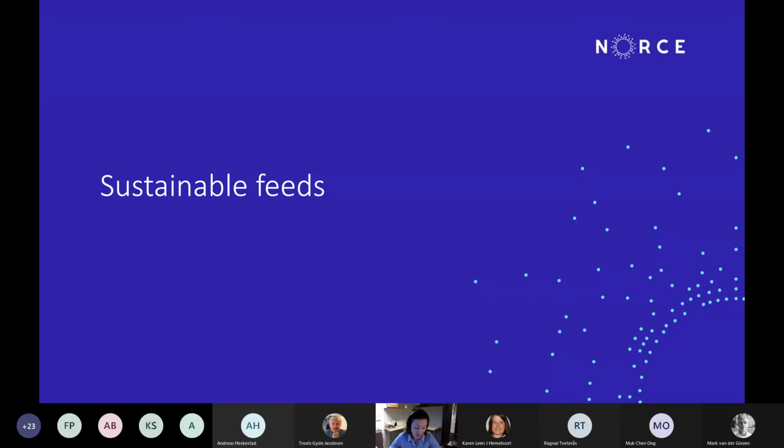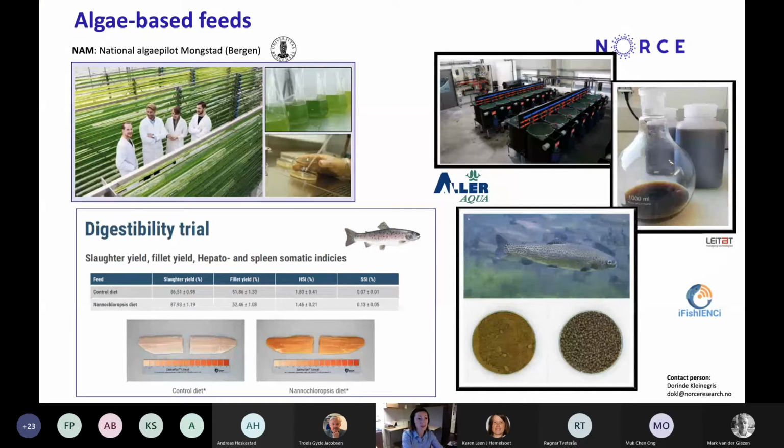Yes, so sustainable feed. Here I'll give some concrete examples from algae feed production. Represented here in the picture is the algae pilot in Mongstad. That's the infrastructure we use to develop an optimized microalgae production. Preliminary results conducted in Alaraqua facilities on rainbow trout showed a comparable growth in the control diet and algae diet groups. And you can see there is a higher pigmentation in the algae diet group. Represented here are algae extract, if you're wondering, and dried algae, and Alaraqua facilities where the testing was done. Other investigations also showed that 6% microalgae biomass can replace 25% of the fish oil in the diet without affecting growth in salmon parr.